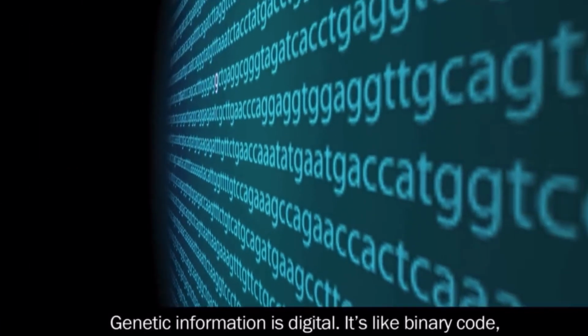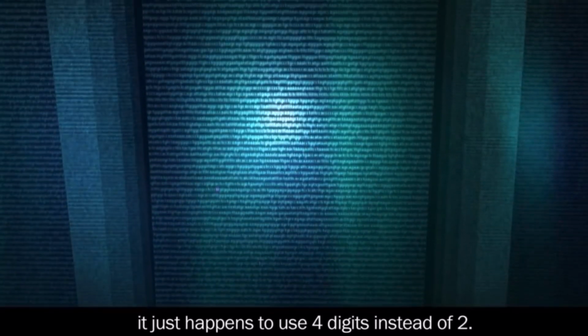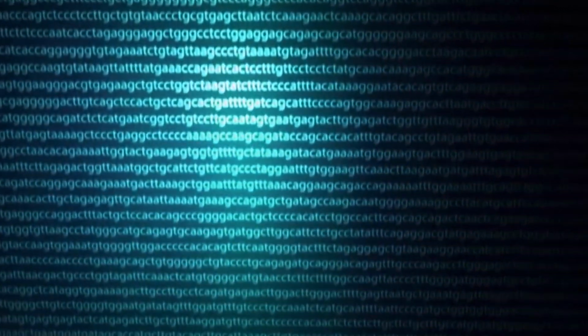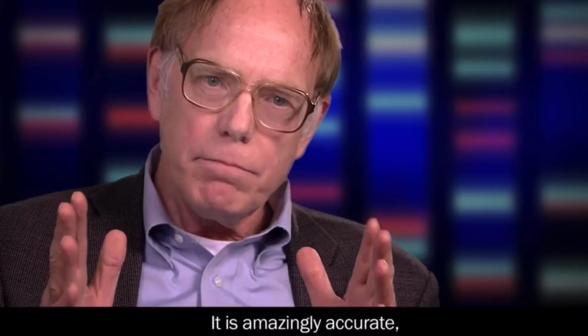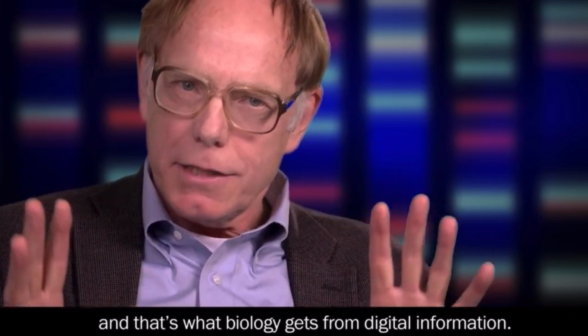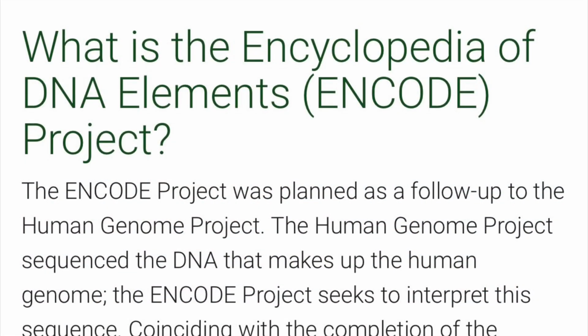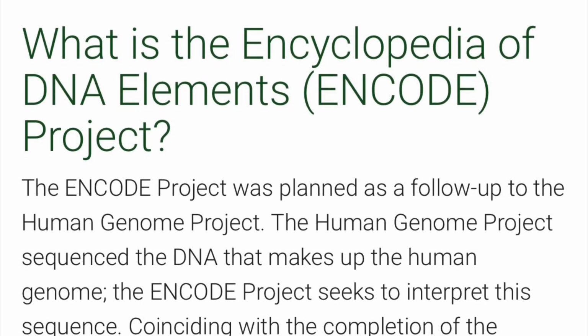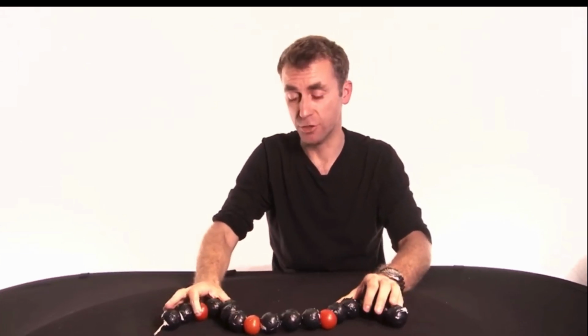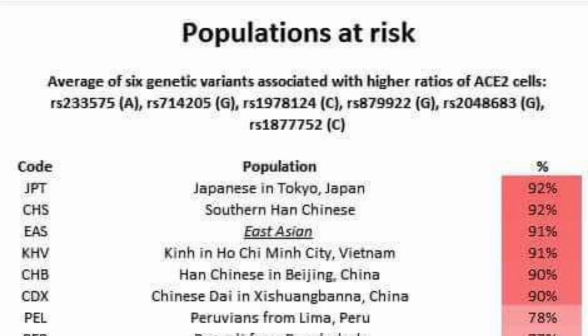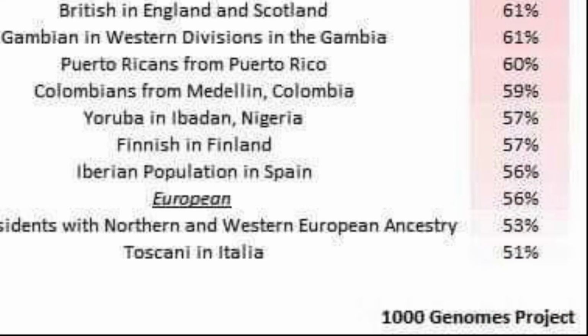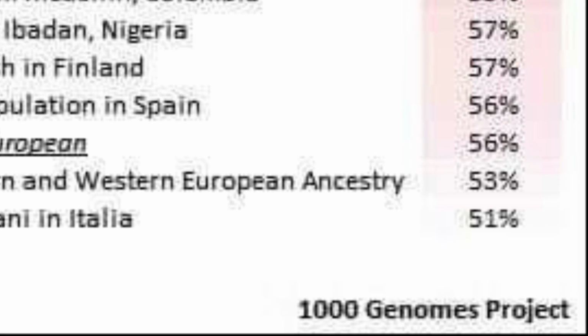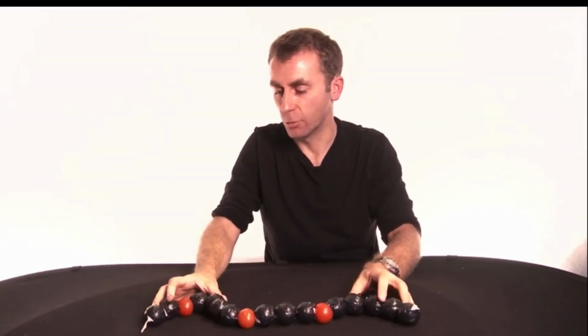Genetic information is digital. It's like binary code. It just happens to use 4 digits instead of 2. It is amazingly accurate, and that's what biology gets from digital information. Now, a decade ago, the Human Genome Project gave us a complete list of the 3 billion letters that make up the human genetic code. And people said at the time that we had the Book of Life. Now, it turned out it was harder to read than we expected.